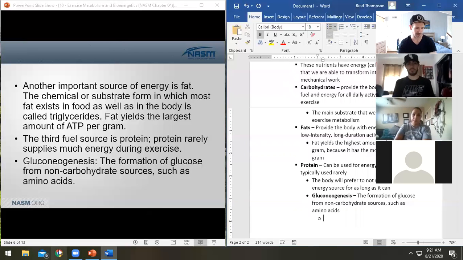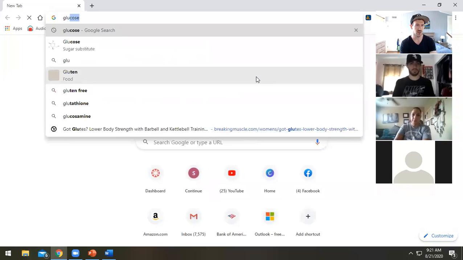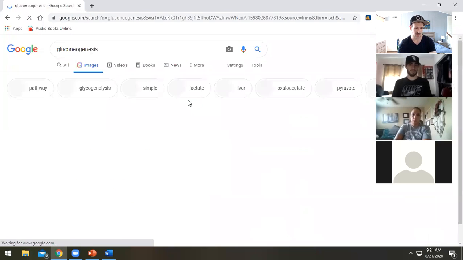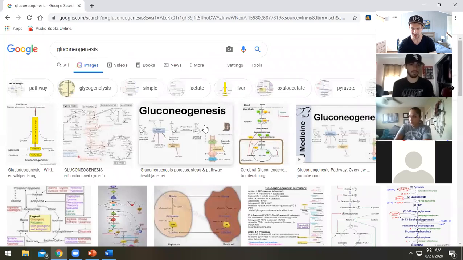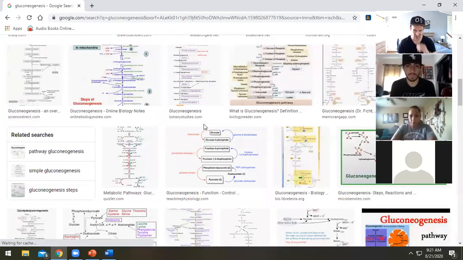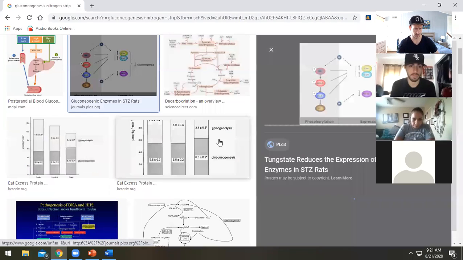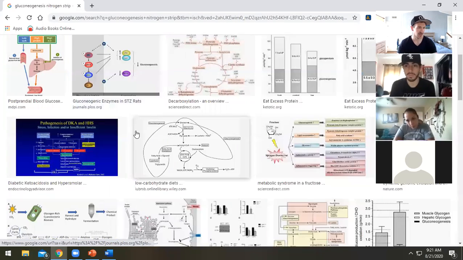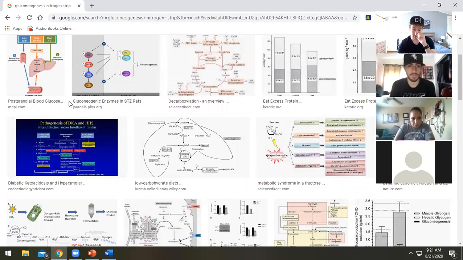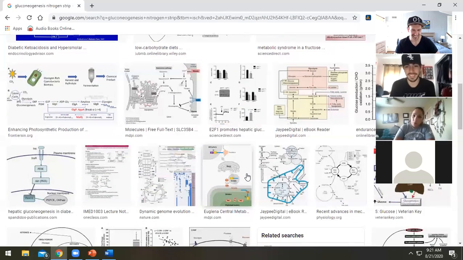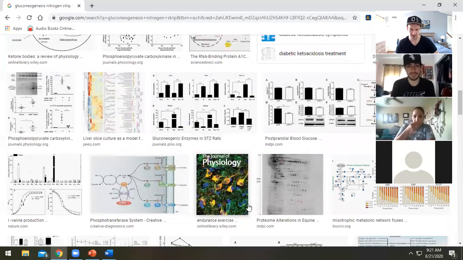So actually, I wonder if I can find a good picture of this. Gluconeogenesis. I just want a chart. I don't really want the whole process. That's not really what I'm looking for. See, I would just draw this myself. I'm sure there's a chart out here.